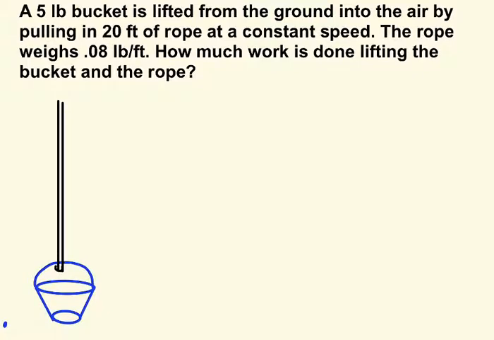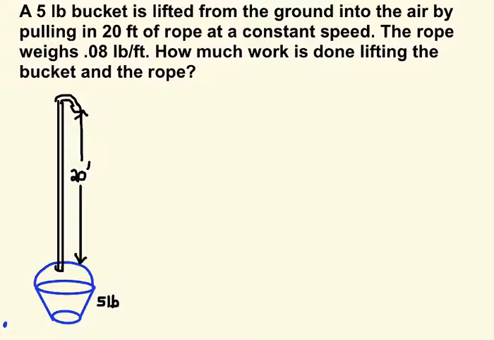Got it kind of wrapped around the bucket, and we're pulling this rope, and we're going to be pulling it and tugging on that rope to lift the bucket. So what we have here is a 5-pound bucket, and it's lifted from the ground into the air by pulling on a rope. It's a 20-foot rope, so we're going to lift this bucket 20 feet up, 20 feet up, and the bucket weighs 5 pounds.